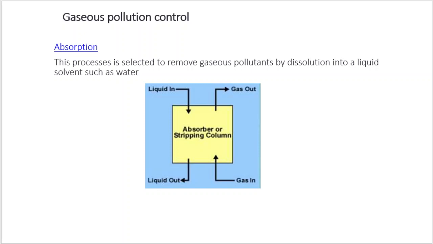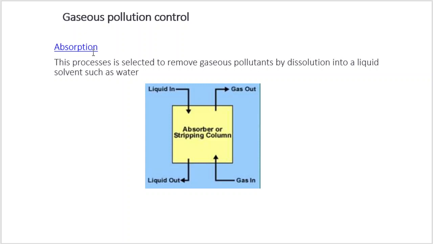So, gaseous pollution control. The first process is absorption. The process is selected to remove gaseous pollutants by dissolving them into a liquid solvent such as water. So how is the process carried out? Let's see. In yellow color we can see the absorber or stripping column, in which liquid is poured and the liquid outlet is shown, where the gas in and gas outlet are shown.